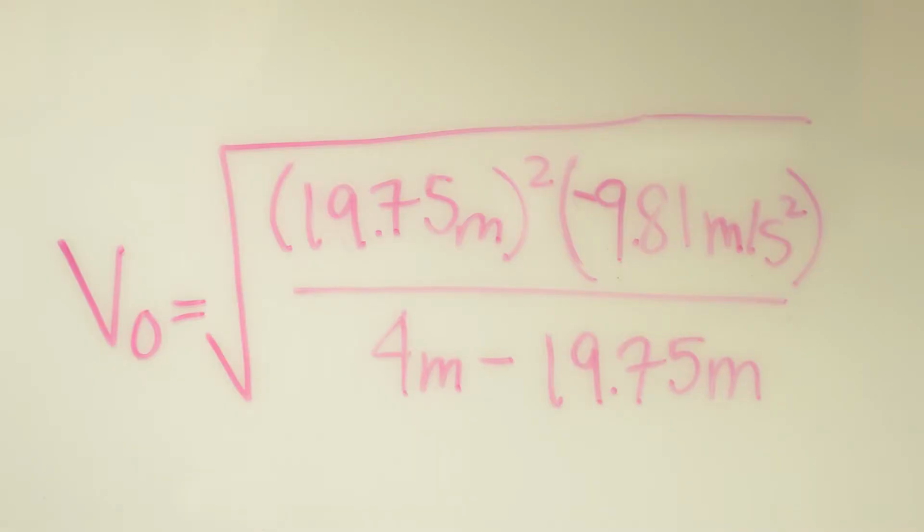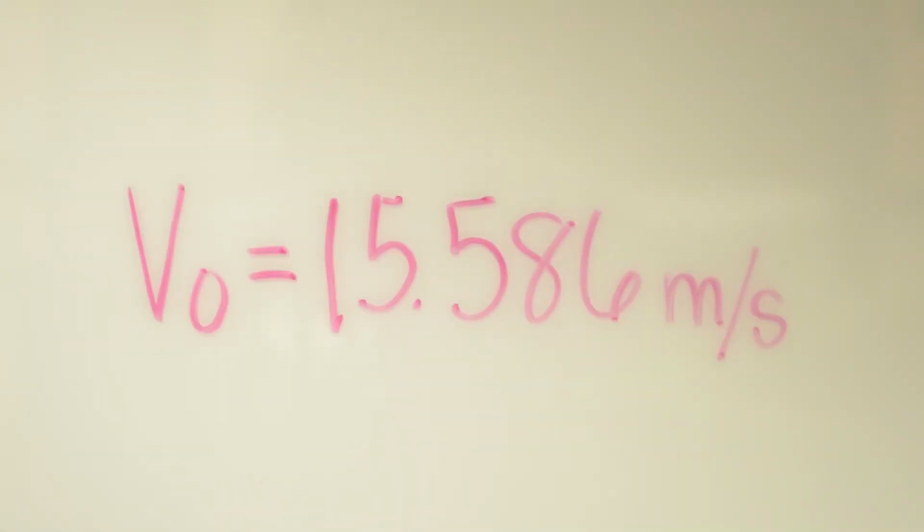Now, with everything substituted in, we can solve for the initial velocity. But take notice of the acceleration. We made it negative. The acceleration is going downwards. The correct initial velocity for Alex to make the shot is 15.586 meters per second.